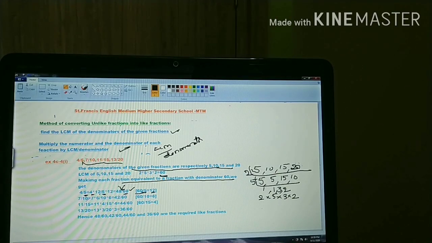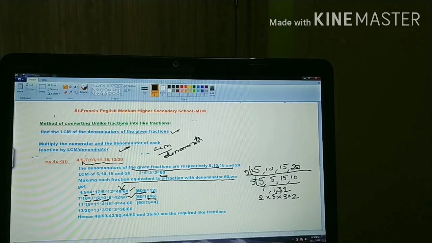Here in the denominator we have 10, right? We have to divide the LCM by 10. What are we getting here? 6. Now with this 6 we have to multiply both numerator and denominator. 7 into 6 is 42, and the denominator is 60. So we are getting 42 by 60.